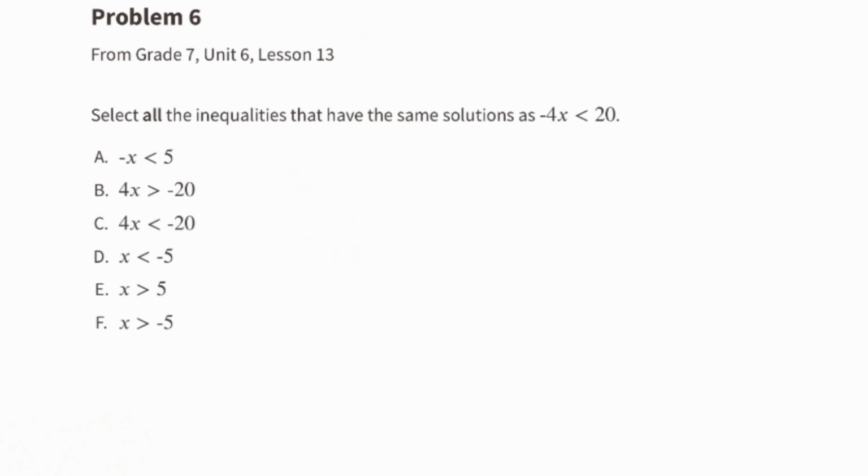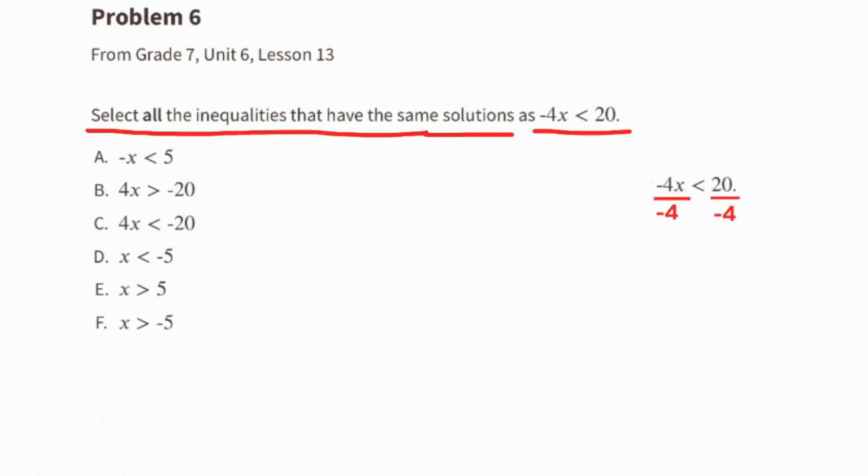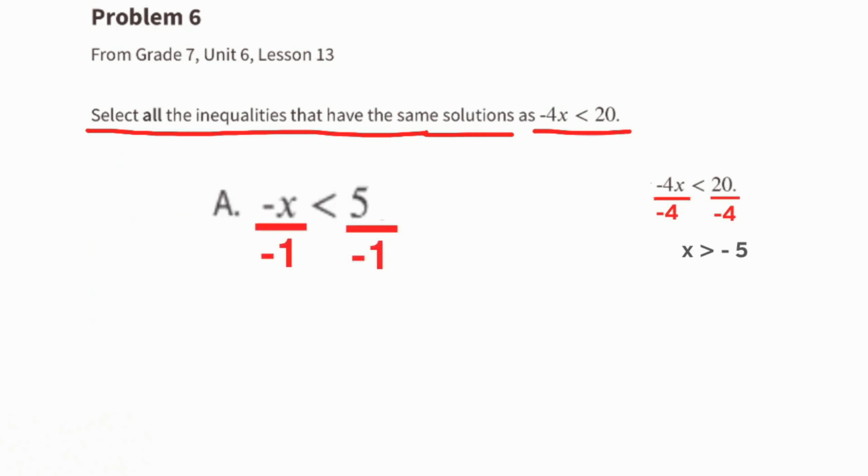Problem number 6 from 7th grade Unit 6, Lesson 13. Select all the inequalities that have the same solution as -4x is less than 20. When we divide both sides by -4, we have to switch the inequality sign, and it becomes x is greater than -5. Let's take a closer look at A.